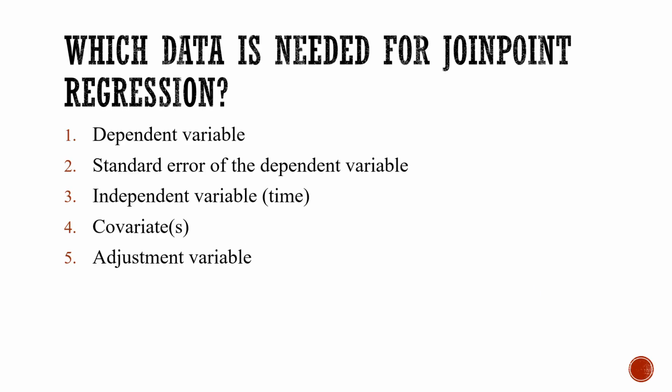The most important data for Jointpoint regression are the dependent variable and its standard error, and the independent variable, which in Jointpoint trend analysis software is usually time. If we have covariates, we need data entered for those, and adjustment variables are useful in certain situations. For instance, when we want to calculate age standardized rates from crude rates using an adjustment variable.